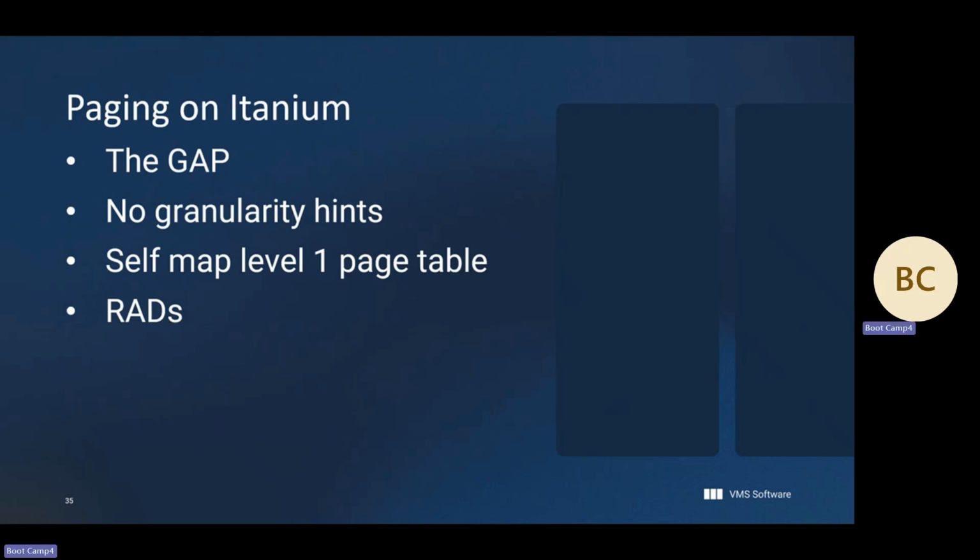So with the same 3-level page tables, there we have the same gap. There are no granularity hints on this system. So we already had the granularity hint regions for the system. We just kept them, and it didn't hurt. We kept the page table space with the self-mapped page tables. And Itanium made much more use of RADs than Alpha did, I believe.